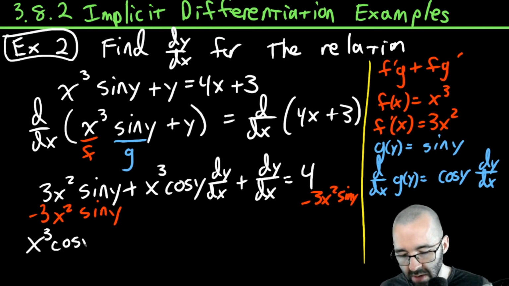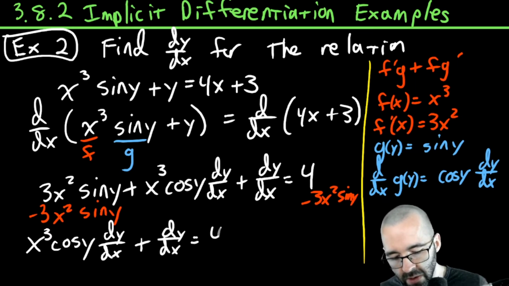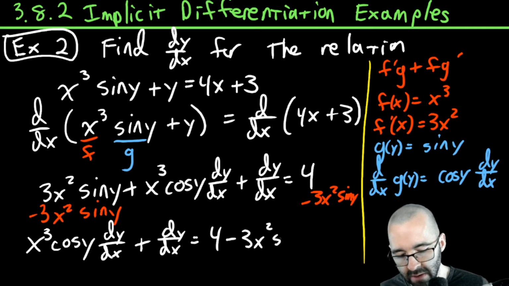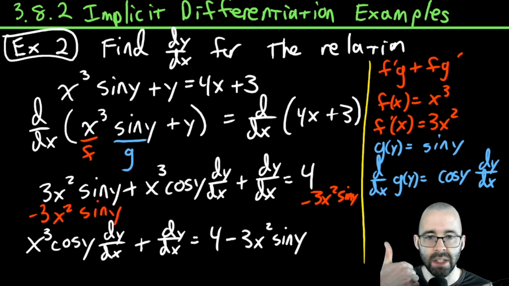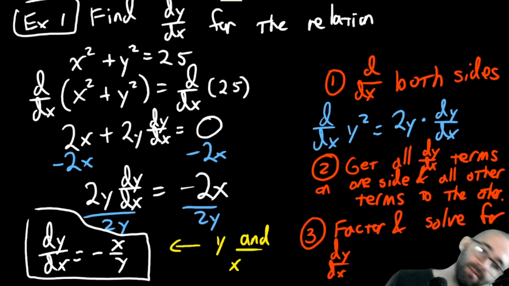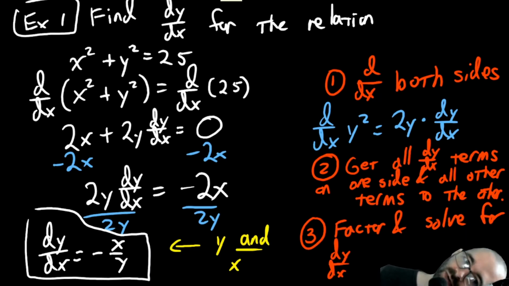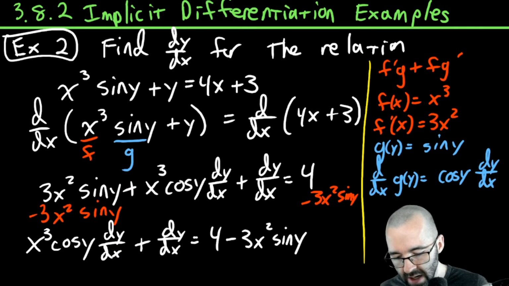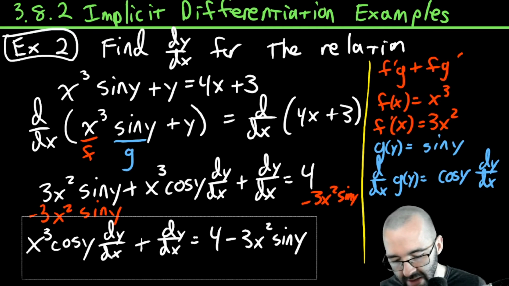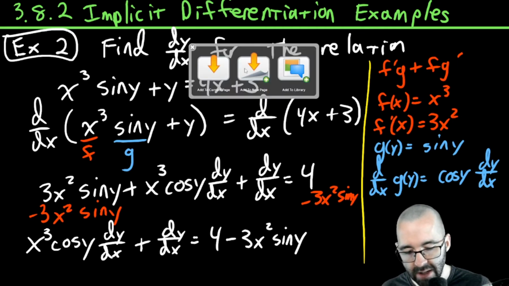x cubed cosine of y dy/dx plus dy/dx equals 4 minus 3x squared sine of y. Step 2, complete. This is a thumbs up. This is not a 1. This is a thumbs up. And now it's step 3. Step 3 said to factor and solve. So we're going to factor out dy/dx, and it should be easy to solve for it because we can just divide out by what's left over.